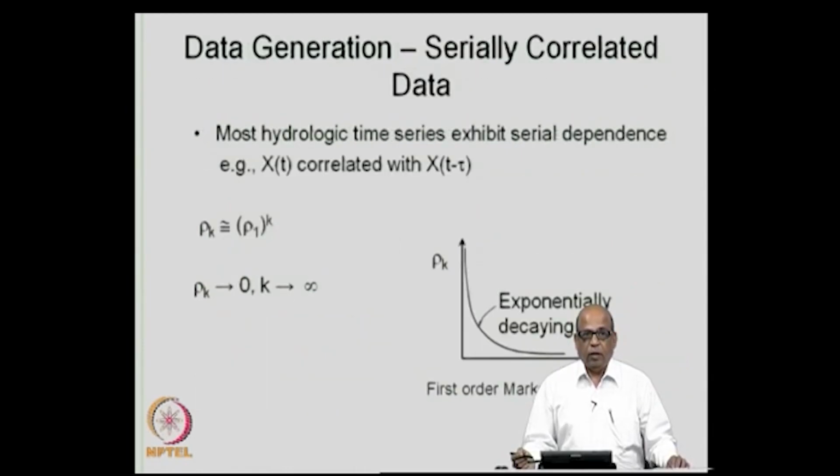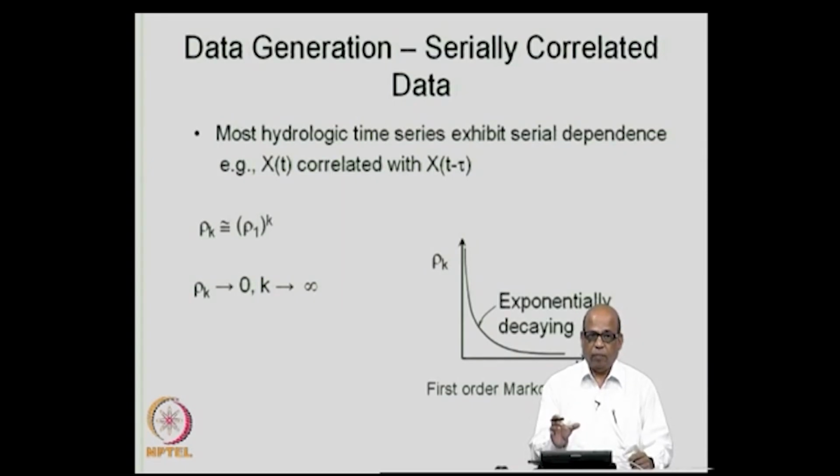But in general, in hydrology, most of the data are serially correlated. As I just mentioned, if you are looking at the stream flow during a particular month, let us say stream flow during August, this is serially correlated with what has happened during the month of July. Not only July, but also June, and also August of the previous year, July of the previous year, and so on. So the data will be serially correlated.